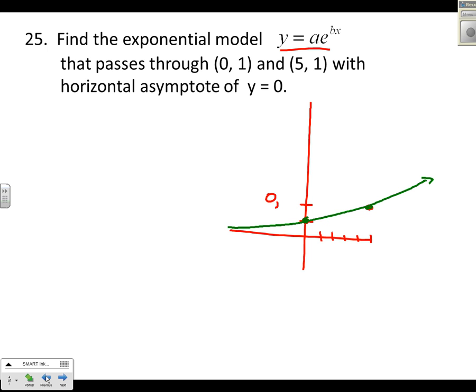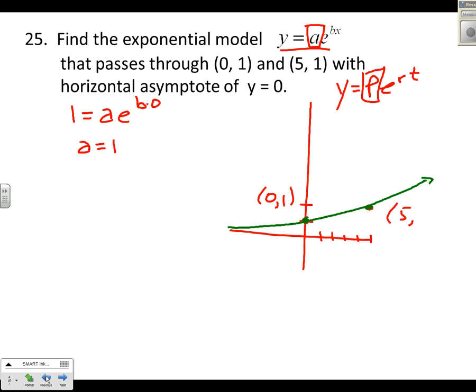We get this point (0, 1), which means y is 1 when x is 0. And the nice thing about that is that absorbs the b, e to the 0th is 1, so a is 1. And we're starting to learn, oh, that's just our initial amount. Same as with y equals P e to the rt. Our initial amount is our principal. So now, substituting 1 for a and looking at our next point, (5, 1), I can say y, is that truly (5, 1?)